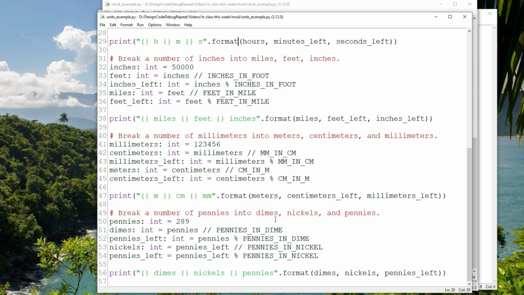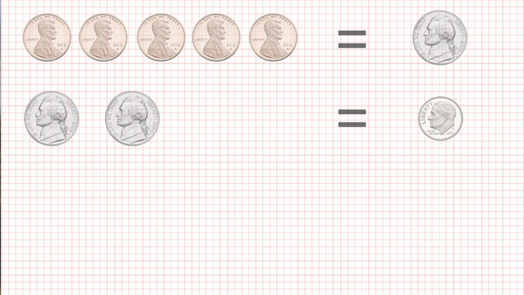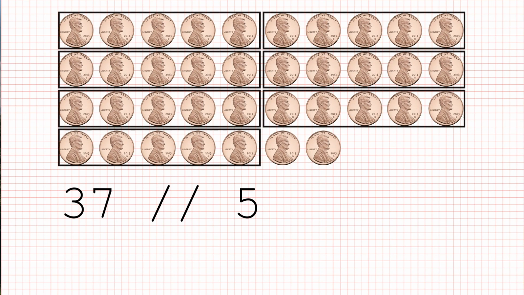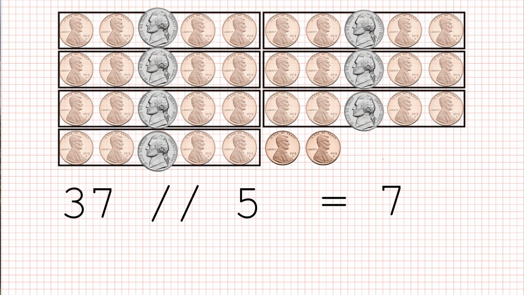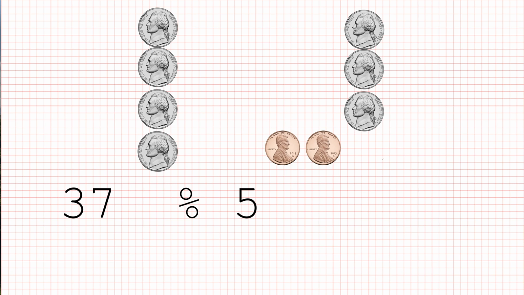So let's look at an example that takes a number of pennies and figures out the equivalent number of pennies, nickels, and dimes. If you are not familiar with US currency, there are 5 pennies in a nickel and 2 nickels in a dime. Suppose we have 37 pennies. If we divide that by the number of pennies in a nickel, 5, we will find out the equivalent number of nickels. 37 divided by 5 is 7. If we then mod 37 by 5, we'll find out what's left over. That's the number of pennies left over after we've taken as many whole nickels out as we can. So 37 pennies is 7 nickels and 2 pennies.